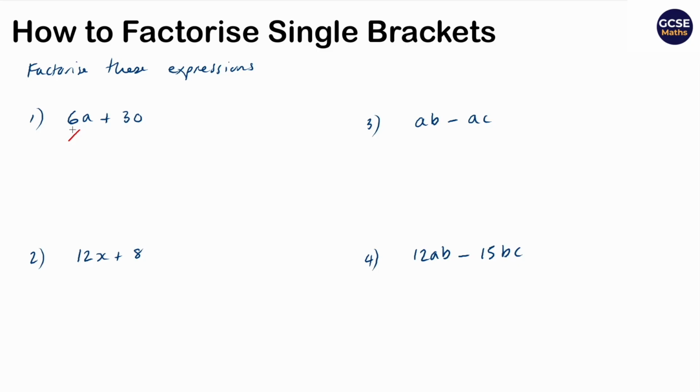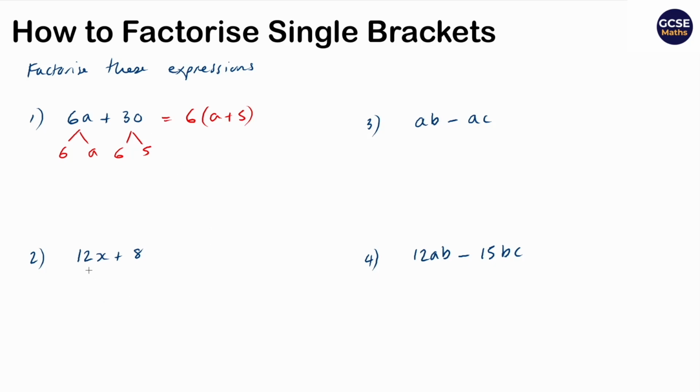So I recognise that 6 fits into 30. So I can say that is 6 and a, and that one there will be 6 and 5. So I can see 6 comes outside of the bracket. So here we go, open the bracket. We are left with a. That is a positive a and a positive 5. I'll come back to the signs when we get to the negatives as well. So that's factorised. Let's look down here.